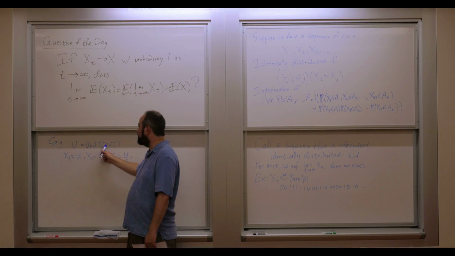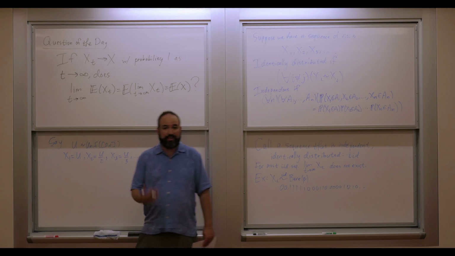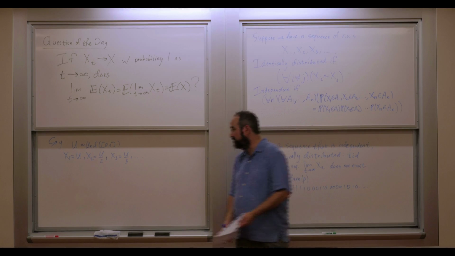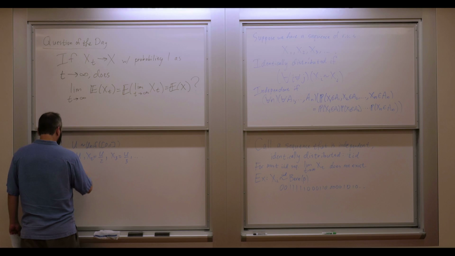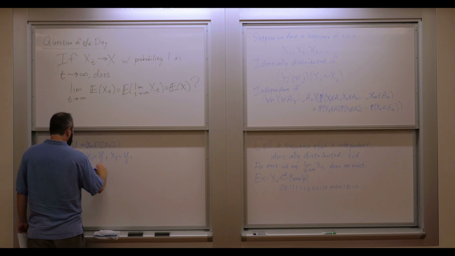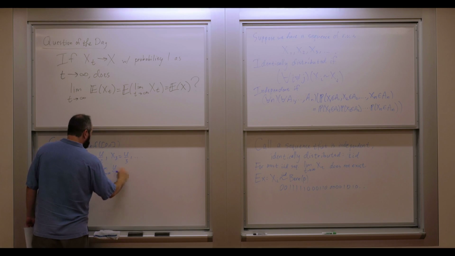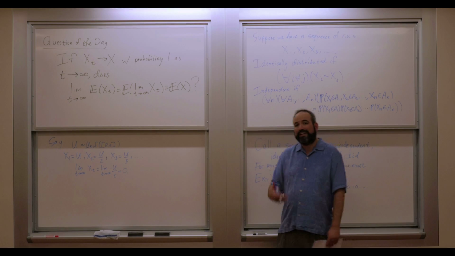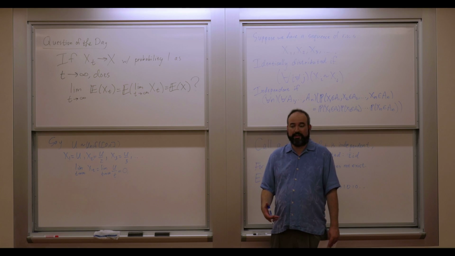x1 is uniform from 0 to 1. x2 is uniform from 0 to 1/2. x3 is uniform from 0 to 1/3, and so on. So it's neither independent nor identically distributed. But notice that the limit as t goes to infinity of x of t is the limit as t goes to infinity of u divided by t, which is just 0. And so this is a random variable that converges to 0 with probability 1.